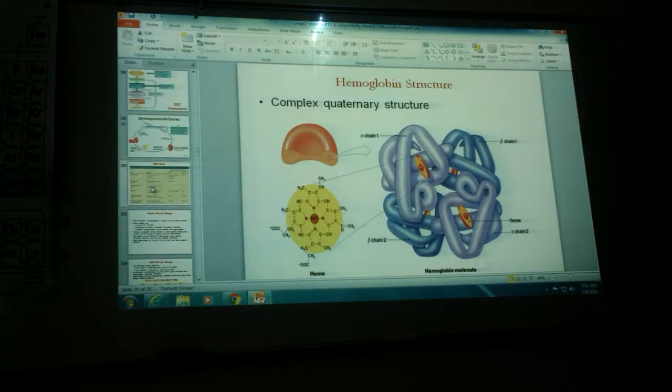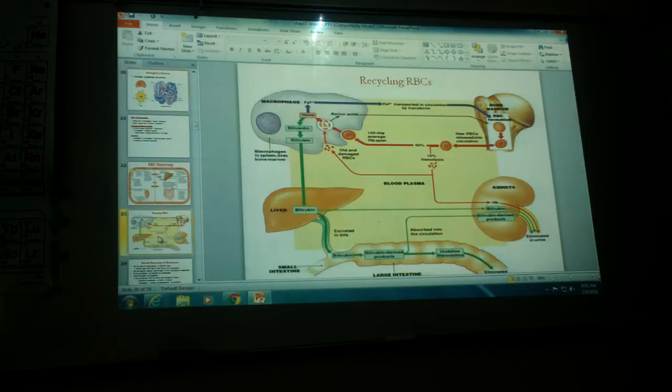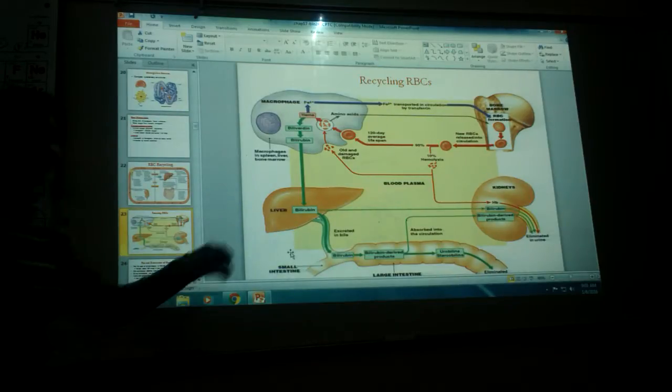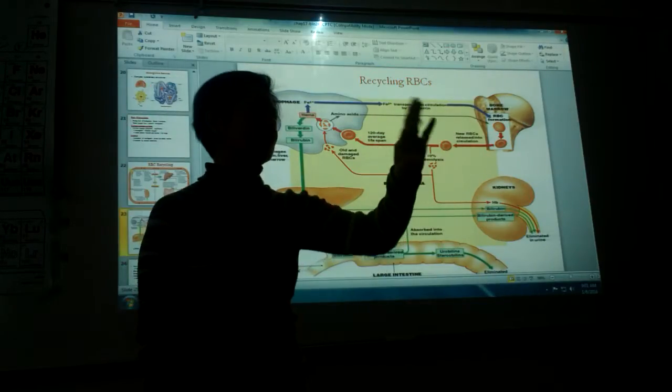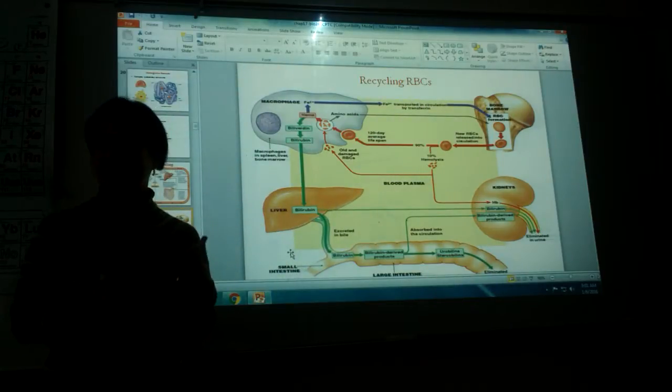I want to look at the, what do you call this? The life cycle of red blood cells. Look at this one, okay? We're gonna look at this one first. Because the red blood cells have no centrioles, they can't divide, they die, and plus they have a hard life.